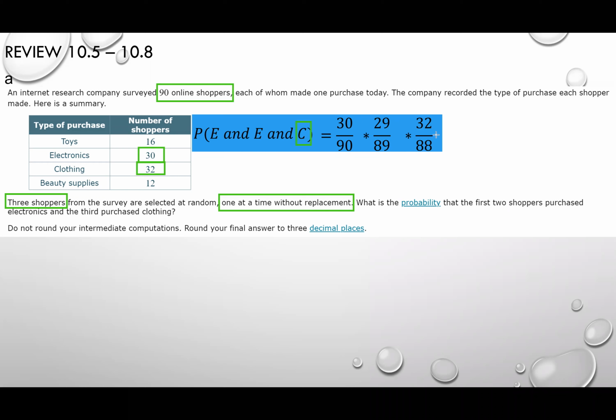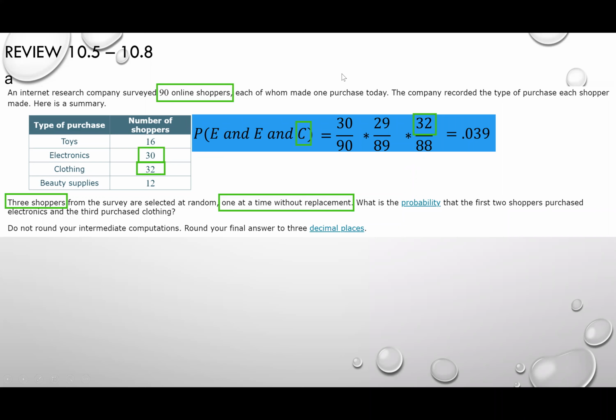Because the clothing is 32, that's why I'm using the 32 here. So if you multiply this, again, you just take top, bottom, top, bottom, and then you divide. You will get the decimal. They ask you for 3 decimal places, which is 0.039.